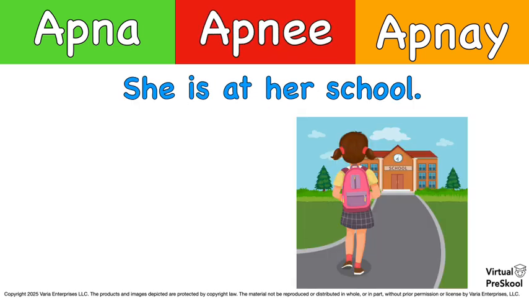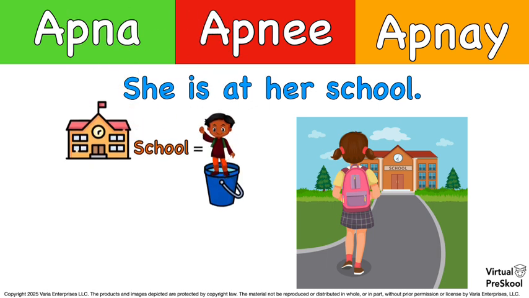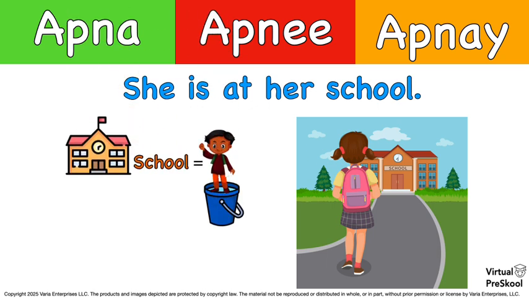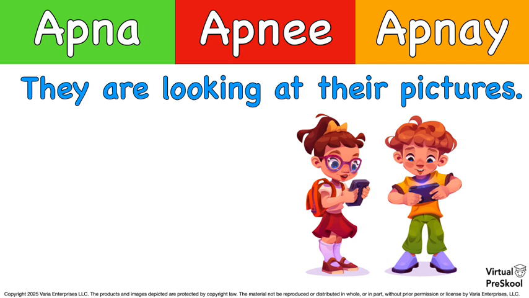She is at her school. School is just school in Hindi, and it's a boy bucket noun, a pulling. And her modifies the noun school. So would it be apna, apni, or apne? Apna, because school is a singular boy bucket noun or a singular bull noun.